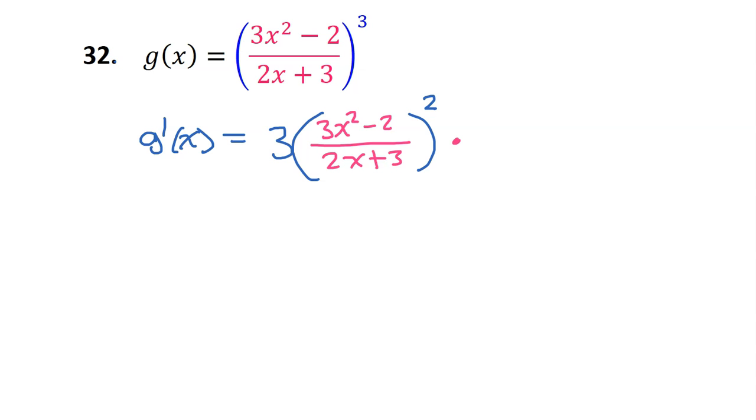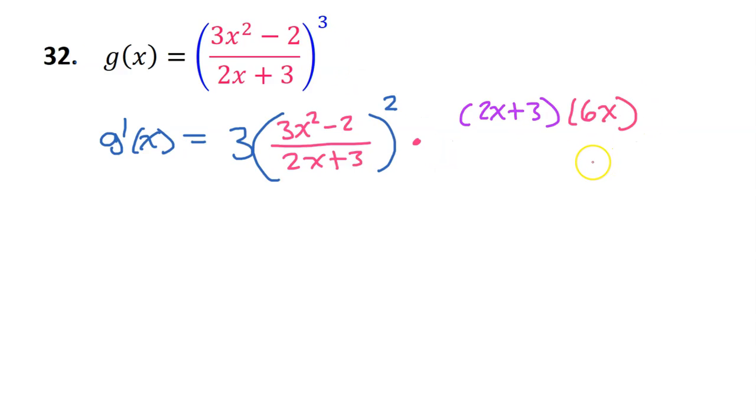Low d high. Low means, let's just write down what we have in the bottom. So 2x plus 3, that's low. And then d high, that means the derivative of the top part. So the derivative of 3x squared is going to be 6x, and that's it. So this is low d high.